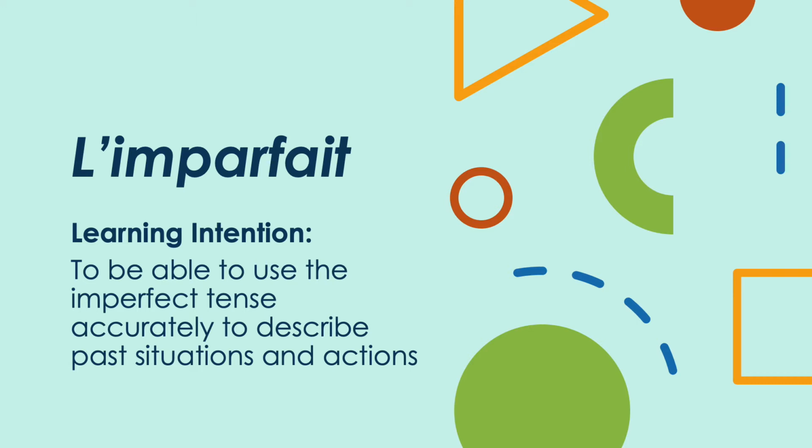Hello everybody. Today we are going to be looking at the imperfect tense, which is called the imparfait in French. This is one of our two key past tenses, the other one being the passé composé.